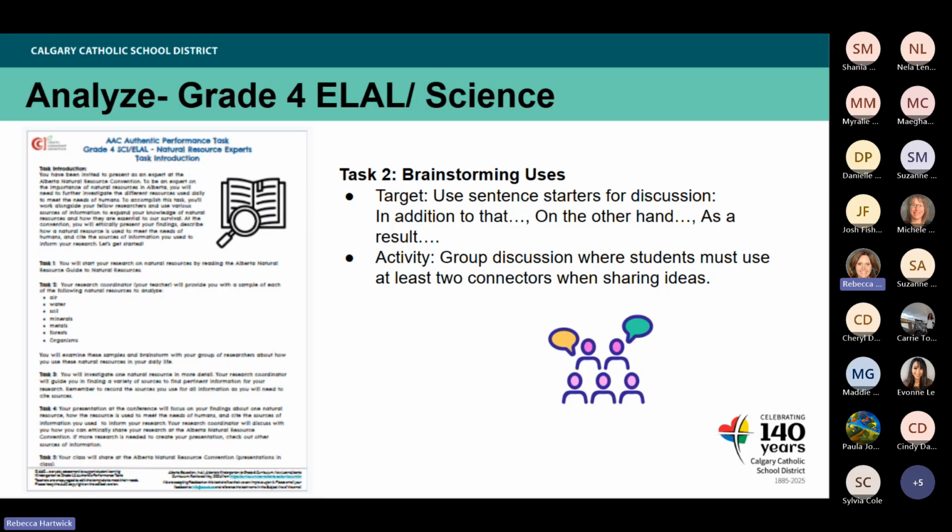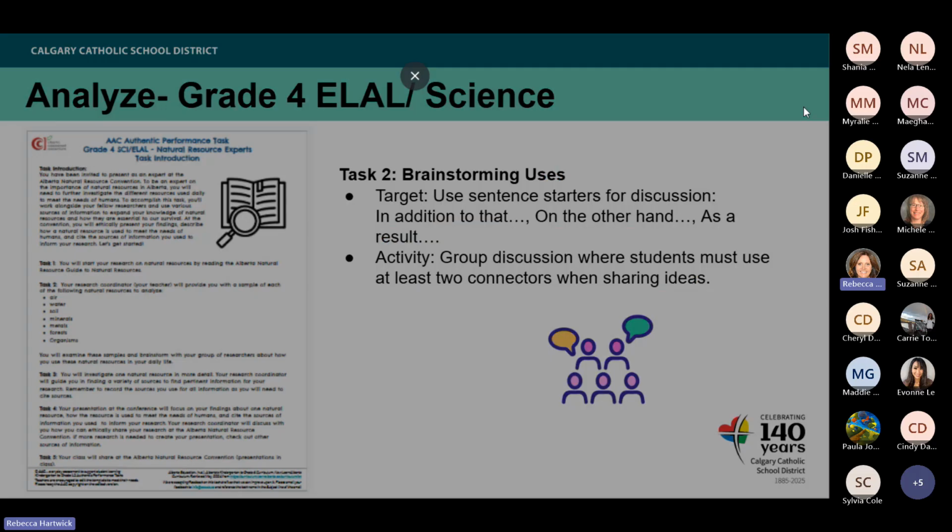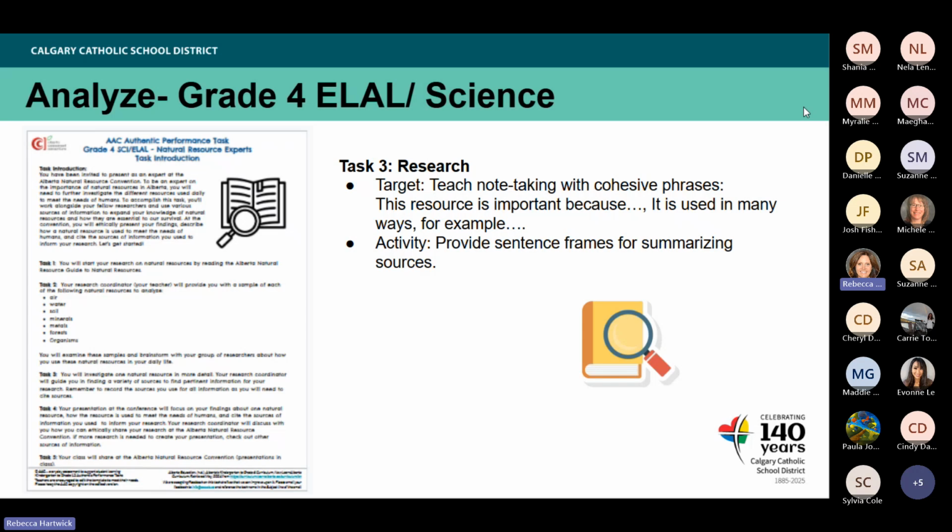And so if you just wrote up a few sentence starters on the board and said, hey, when you're sharing inside your group, I'd like you to start and say, in addition to that, on the other hand, or as a result, so that students can practice using those cohesive devices in speaking. It'd be nice too in the brainstorming section to do that because it'd be a little bit of a safer place, a smaller group, they're maybe working with their peers. So again, a more safe place to practice using those words.